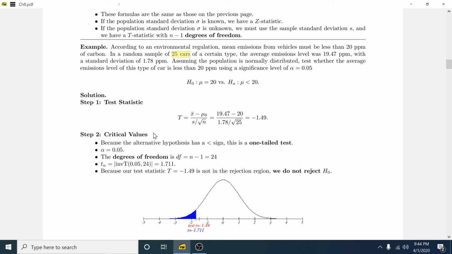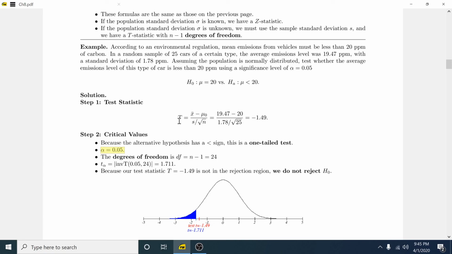Then step 2, we go to critical values. Now on this problem, our alternative hypothesis has a less than sign. So if you see a not equal sign, it's a two-tail problem. If you see a less than or a greater than sign, it's a one-tail problem. So this is a one-tail test. And because it's a one-tail test, we do not divide alpha by 2. We just leave alpha alone. So alpha on this problem is 0.05.